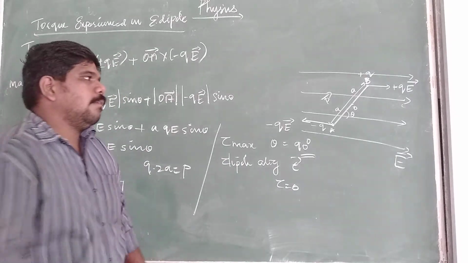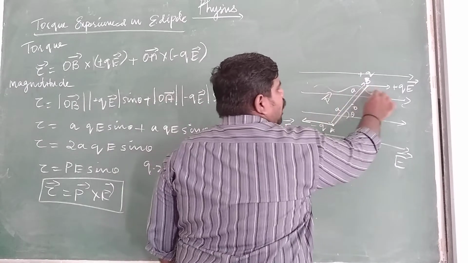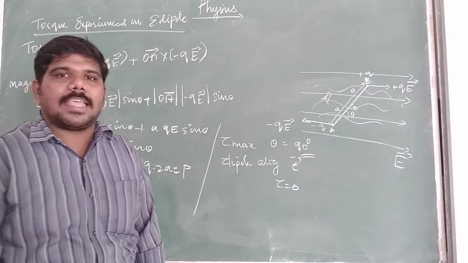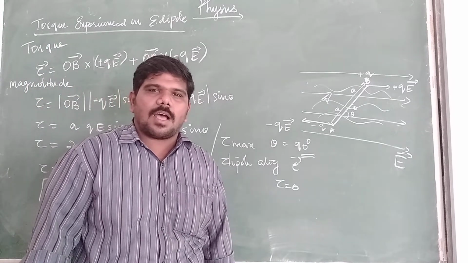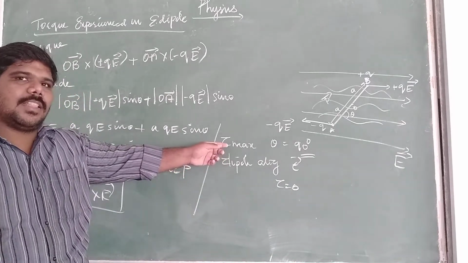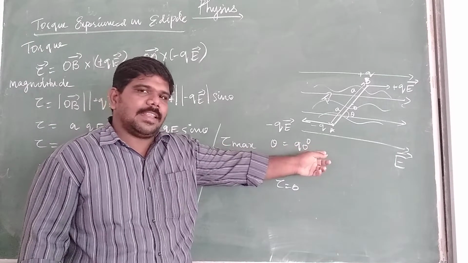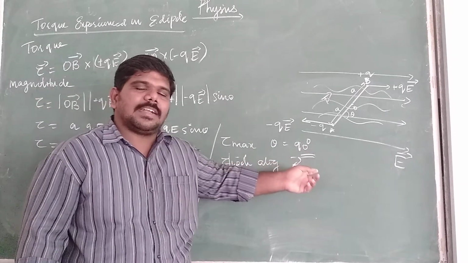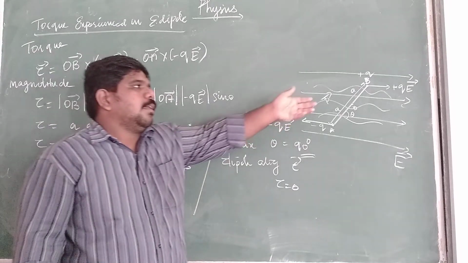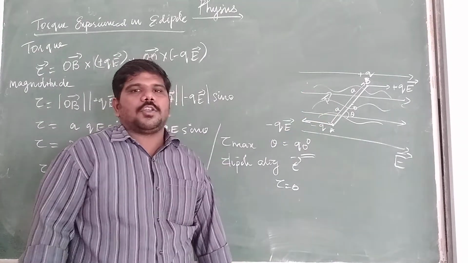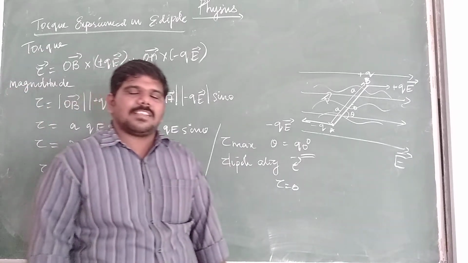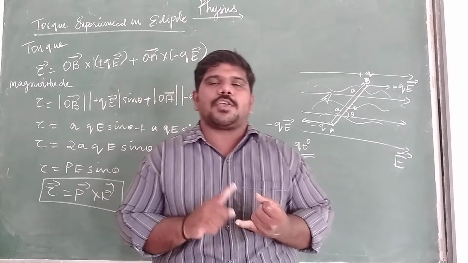And the third point: when the dipole is placed in a non-uniform electric field, in addition to the torque, it experiences a net force. So what are the three points? The torque will be maximum when the angle is 90 degrees. When the dipole is aligned in the direction of the electric field, the torque will be 0. Third, when the dipole is placed in a non-uniform electric field, in addition to the torque, it experiences a net force.